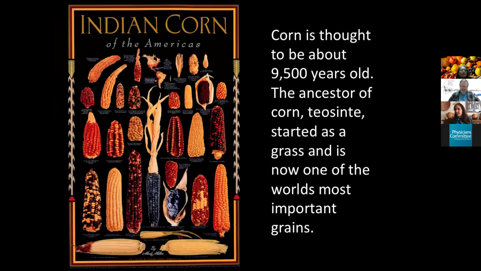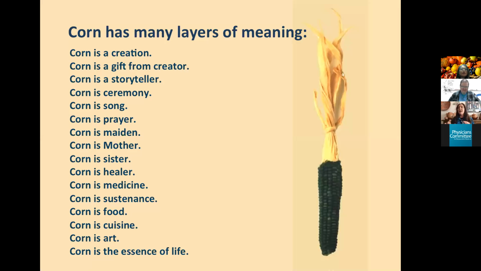And corn is the most sacred to many tribes, from as far north as it'll grow to as far south as it'll grow. And corn goes back about 9,500 years. So that's pretty far back, you guys. And teosinte was a grass, and that's how corn started. And now corn is one of the most important grains in the world. It's very, very important.